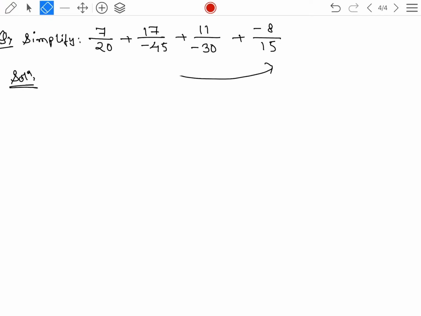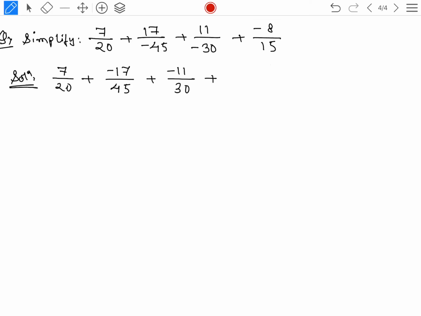Okay, so first step, write in standard form. Write in standard form means 7 by 20 plus, make this minus 45 plus 45, so 17 will become minus 17. Same step, 30 will become plus 30, so 11 will become minus 11. Okay, then plus 8 by 15. Understood? So now group them. Group 20 and 30 because they have a common divisor of 10. Yes or no? 20 and 30. Then group 45 and 15.